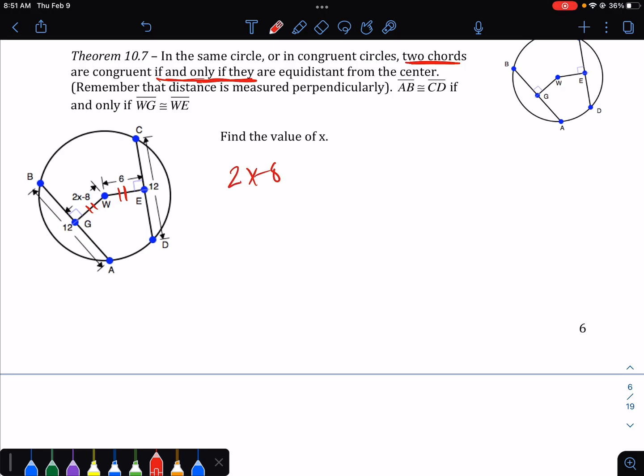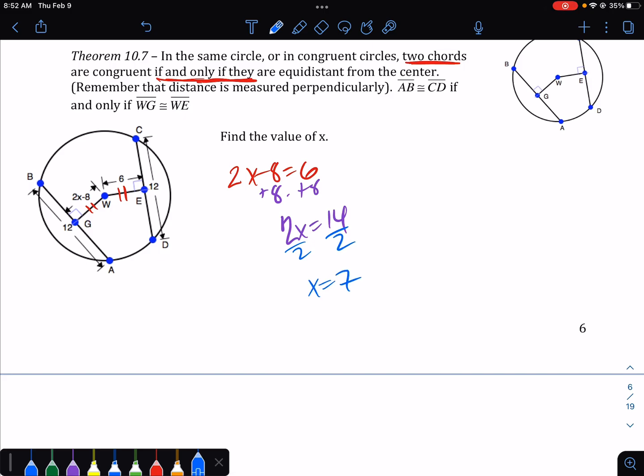So 2x minus 8 has to equal 6. So then I'm going to add the 8 to the other side. So if we do the 8 plus 6, that gives us 14. And then I divide by the 2, so then that gives us that our x is 7.